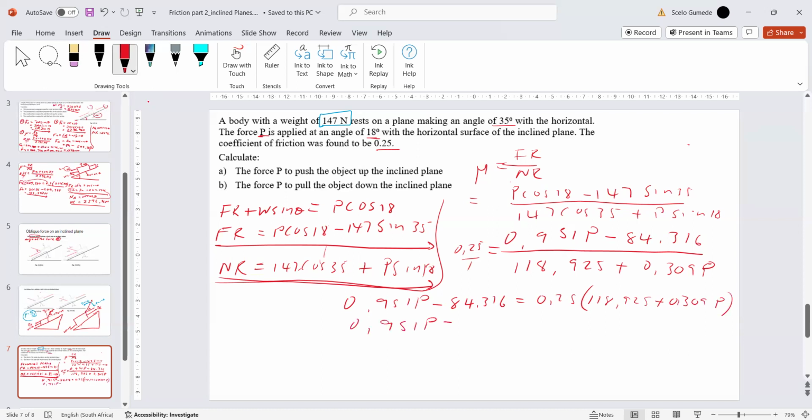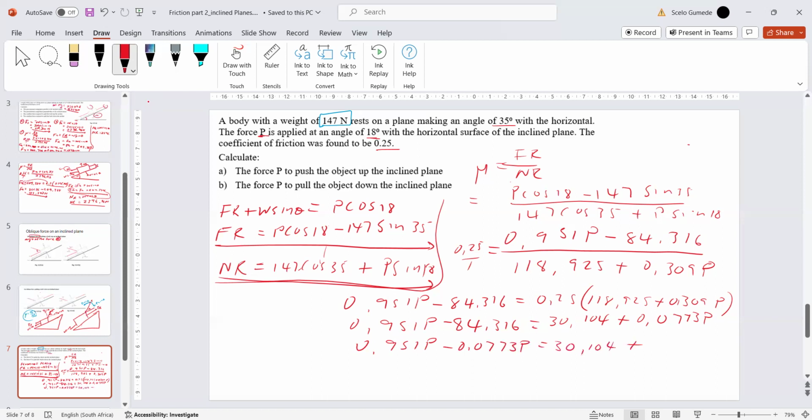0.951 P. I'm tempted to go straight to the answer because this is now mathematics, but let me not. Let's just simplify. Let's see how much we are going to get when we multiply. This is going to be 30,104 plus 0.0773 P. Then let's arrange. Let's take this P to the other side and that 84 will be positive this side. 0.951 P minus 0.0773 P is equal to 30,104 plus 84,316.